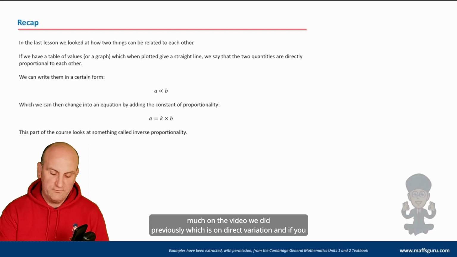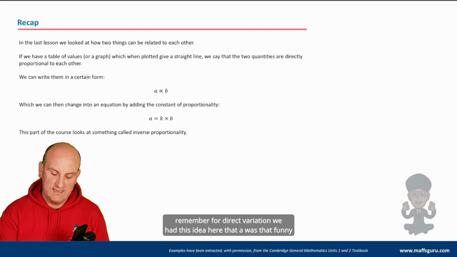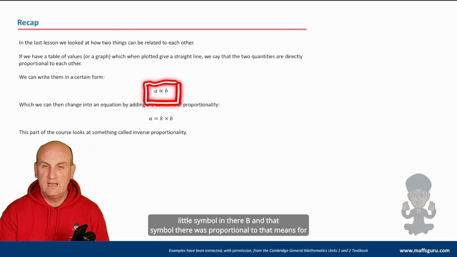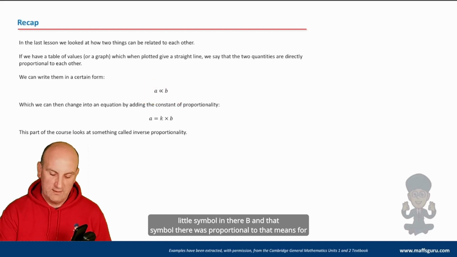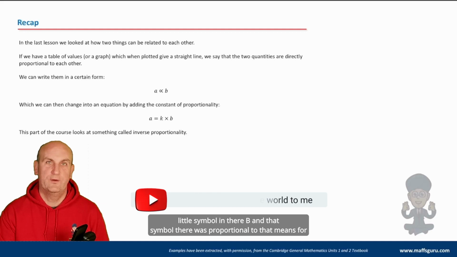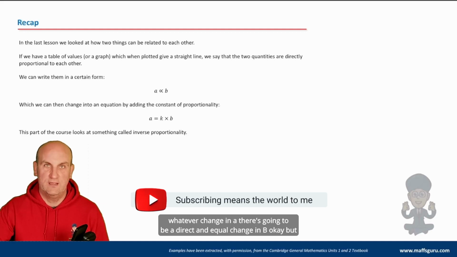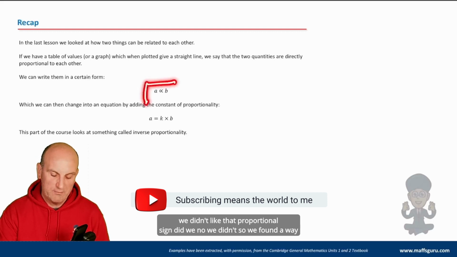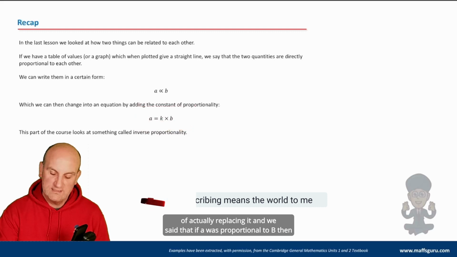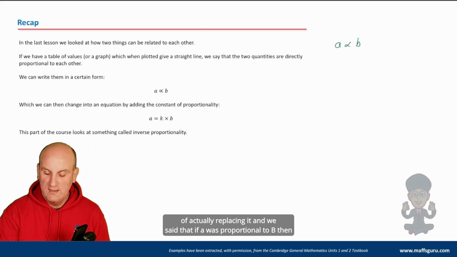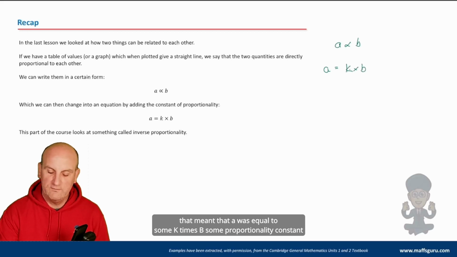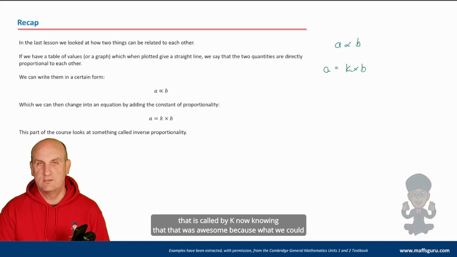Now, this video builds very much on the video we did previously, which is on direct variation. And if you remember, for direct variation, we had this idea here that A, that funny little symbol, B, and that symbol there was proportional to. That means for whatever change in A, there's going to be a direct and equal change in B. But we didn't like that proportional sign, did we? No, we didn't. So we found a way of actually replacing it. And we said that if A was proportional to B, then that meant that A was equal to some K times B, some proportionality constant that is called K.